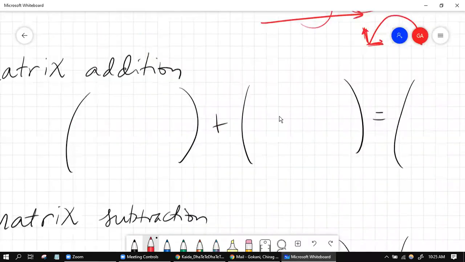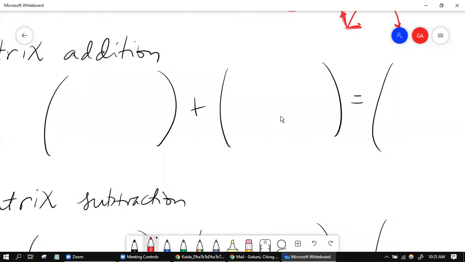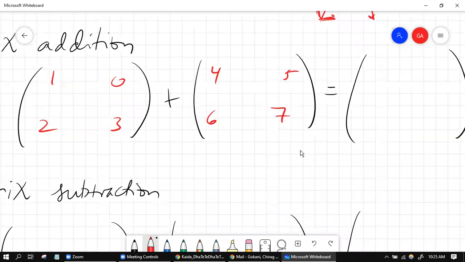Okay, so how do we add matrices? I'm going to use 2-by-2 matrices to describe this discussion. This should be very easy. I'm just going to make up some matrices. How do we add matrices? Does anyone want to take a guess as to how you would add matrices?